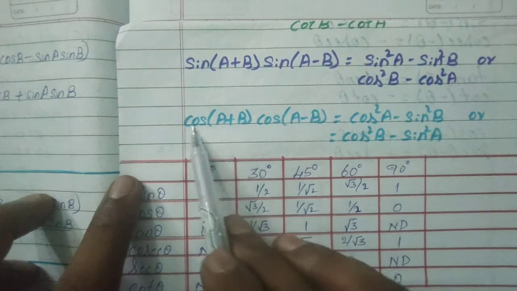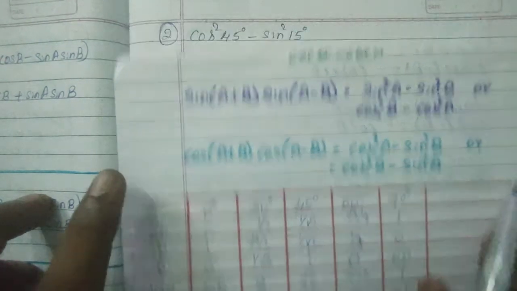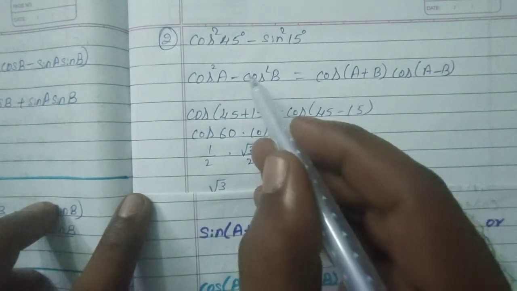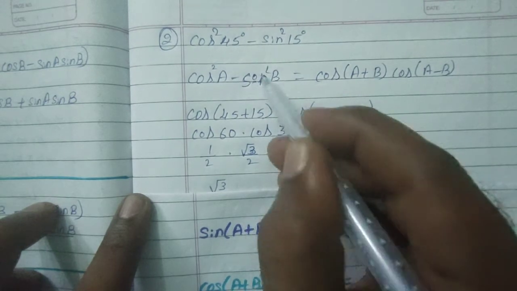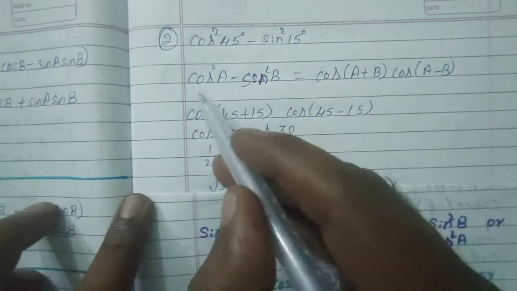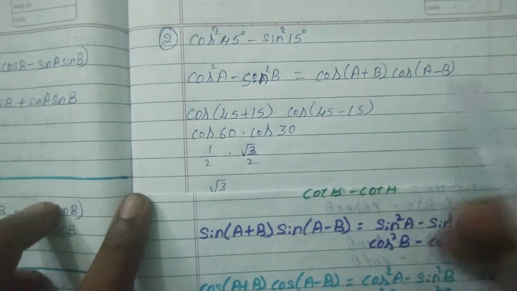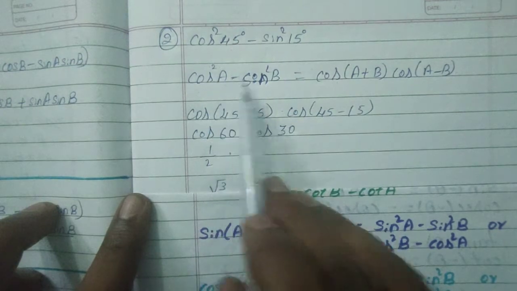See the formula, cos(a+b) cos(a−b) means cos square a minus sin square b. Actually this is cos square a minus sin square b. This is sin. So cos square a minus sin square b is nothing but cos(a+b) into cos(a−b). Cos(a+b) into cos(a−b) formula, cos square a minus sin square b.